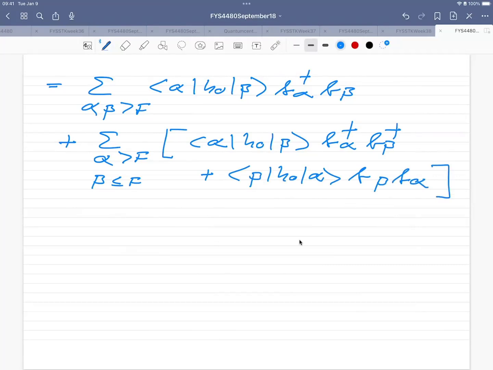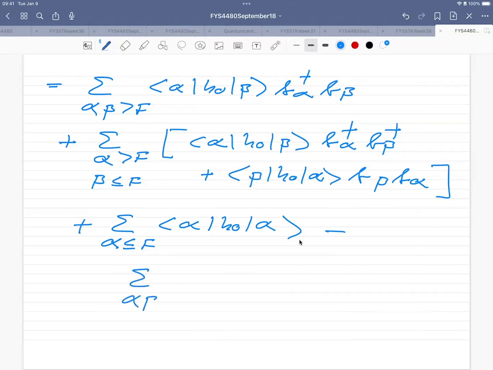And then finally, I have the next term where I have a sum over alpha less than F. I get a Kronecker delta due to the contraction rules. And now you recognize this term as the sum over single particle energies. Minus, and then we have an additional term, which is also normal ordered. So alpha beta less than F. And then I have alpha of H0 of beta and B alpha of B beta.